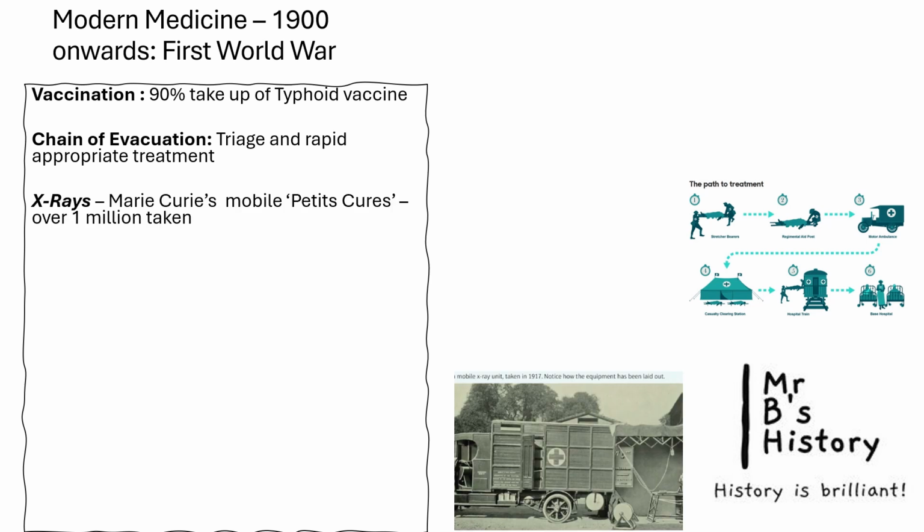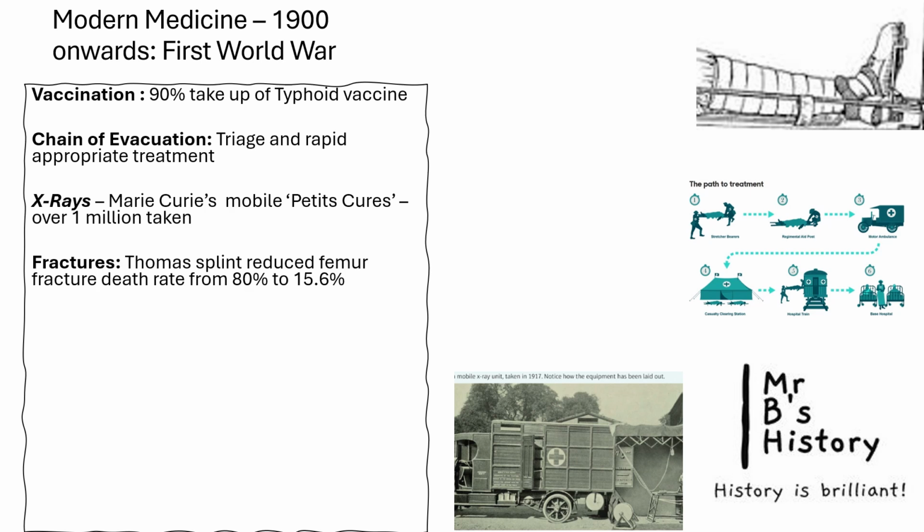X-ray machine, Marie Curie, the famous scientist. Oh, another woman making a big difference. Hurrah. Sponsored and drove little X-ray machines, so-called petit curé. And it's been estimated that well over 1 million X-rays were taken of soldiers with different bits of metal in their bodies, which enabled them to be treated more effectively. So thank you, Marie.